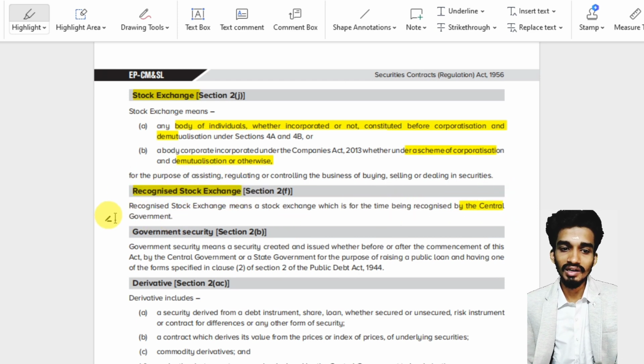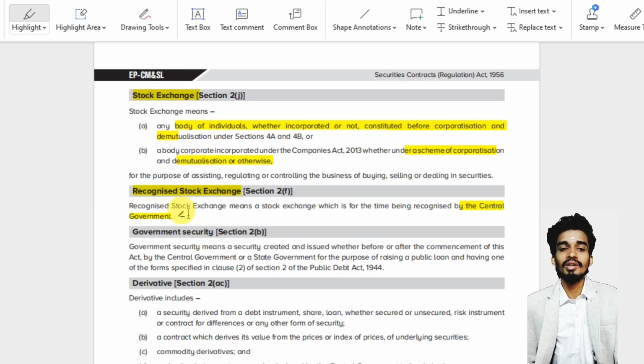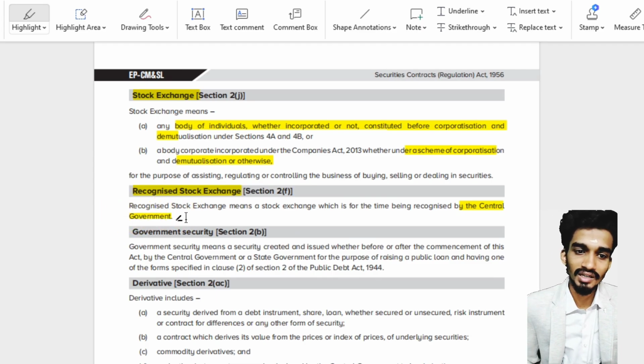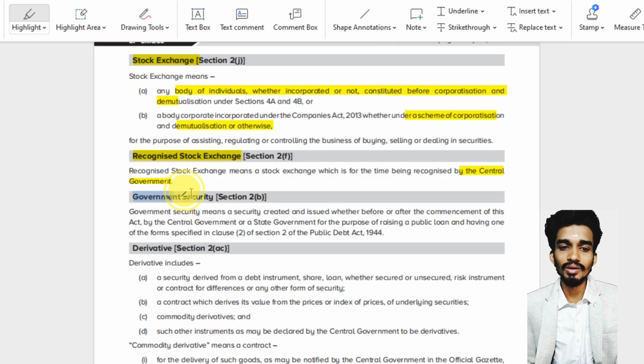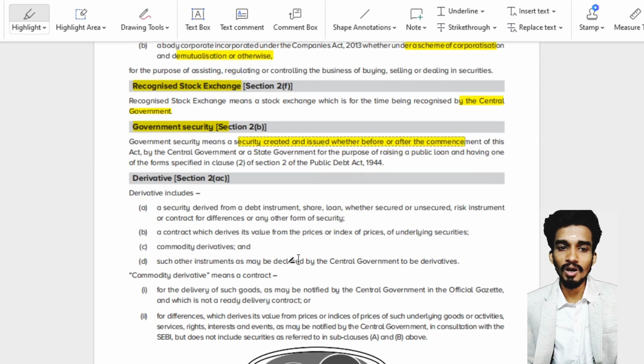So we have certain criteria for the purpose of recognition. Whenever a stock exchange follows these criteria, the central government may be satisfied and treat it as a recognized stock exchange. And what do you mean by government securities? This is simple. Whenever it is issued by the government, it is a government security.